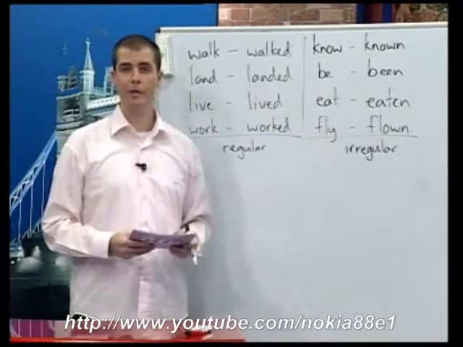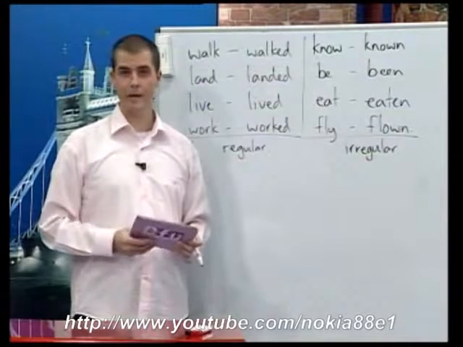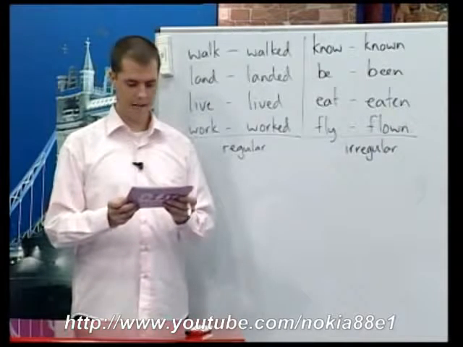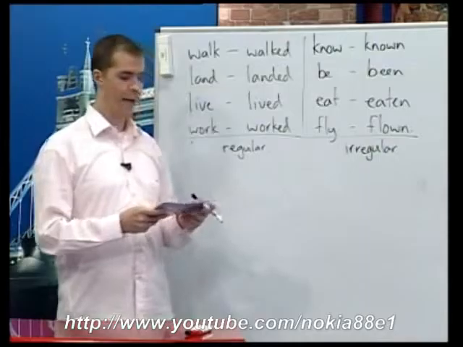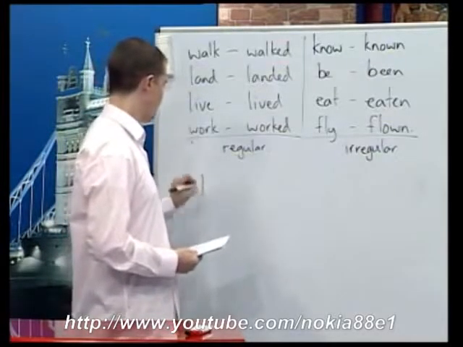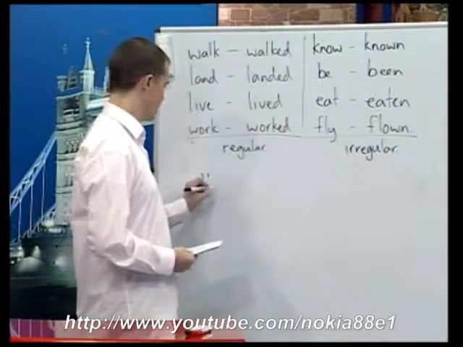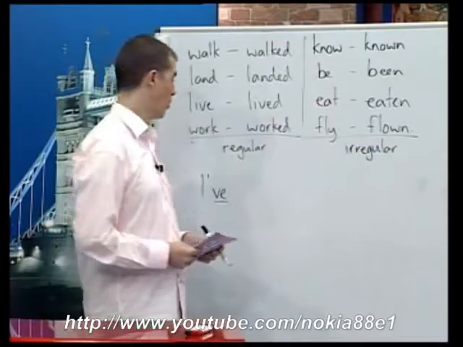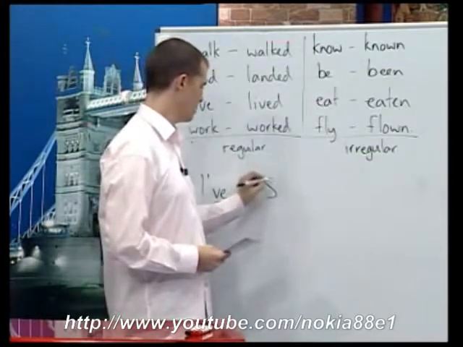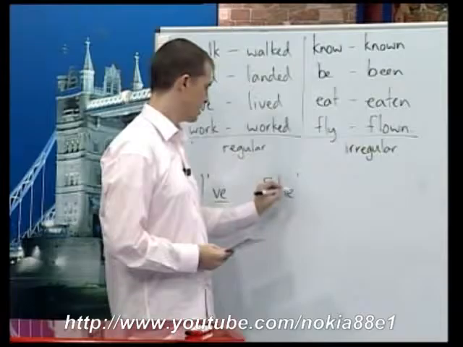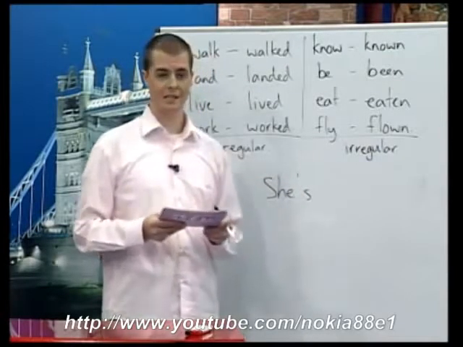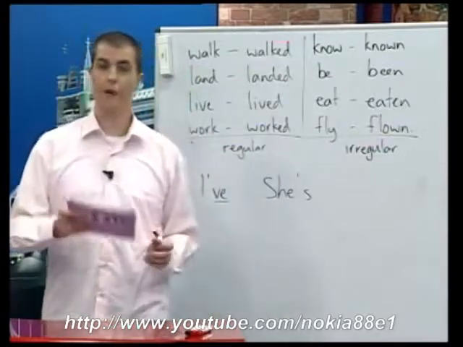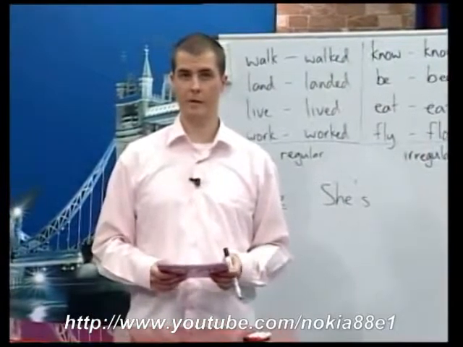So we use have with I and you, we, they, or a plural noun, and we use has with she, he, it, and a singular noun. Now, if we have pronouns, for example, I, then have becomes 've, I've. Or, if we have, for example, she, then it becomes just 's, she's. Already, yet, and just are frequently used with the present perfect.